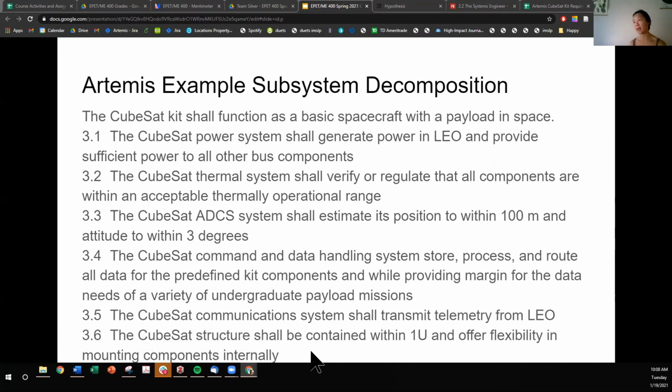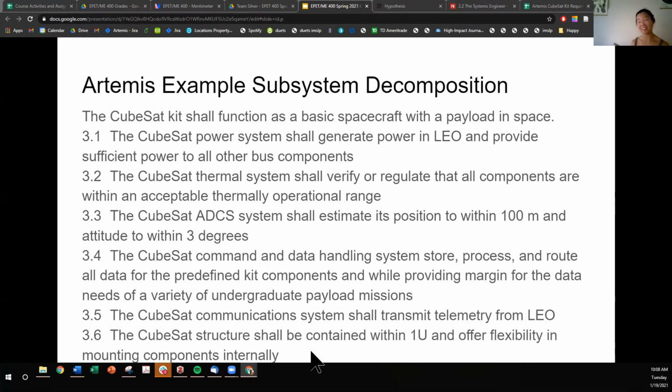So say for the power system, the CubeSat shall generate power in LEO and provide sufficient power to all other bus components. The CubeSat thermal system shall verify or regulate that all components are within acceptable thermally operational range. The CubeSat ADCS system shall estimate its position to within 100 meters and attitude to within 3 degrees. The CubeSat command and data handling system shall store, process, and route all data for the predefined kit components. The CubeSat communications system shall transmit telemetry from LEO.